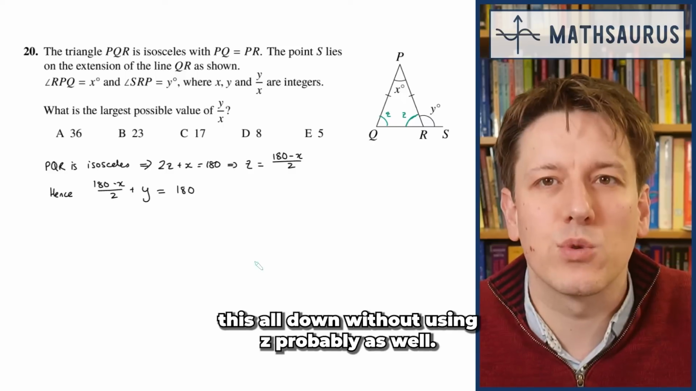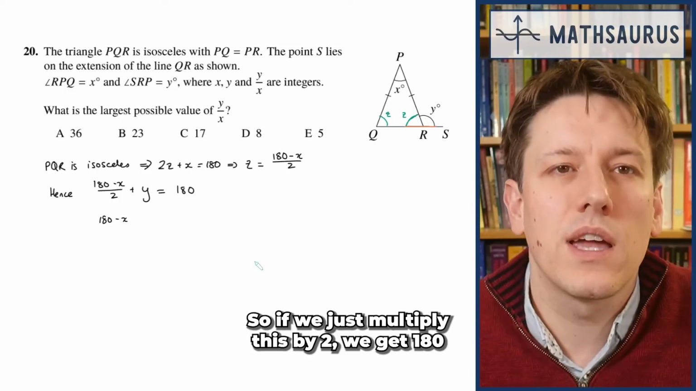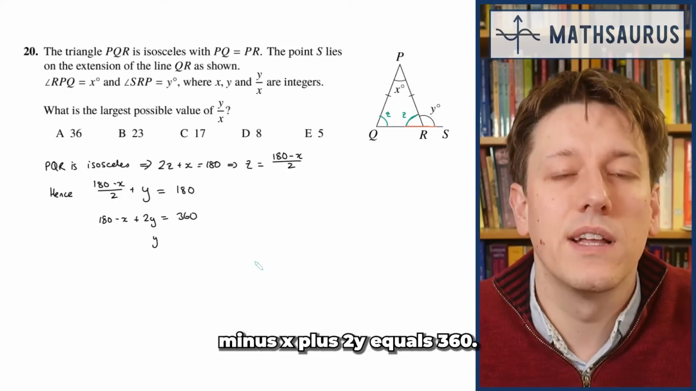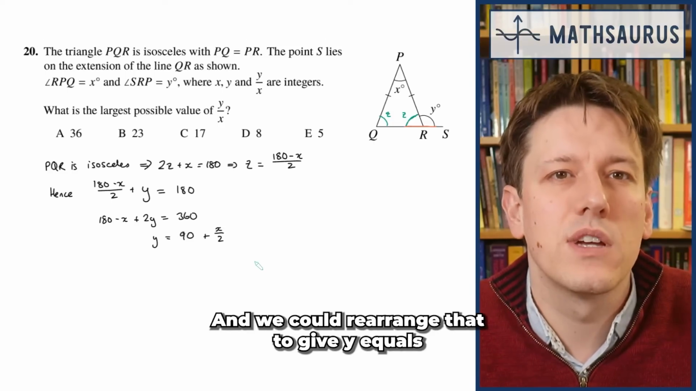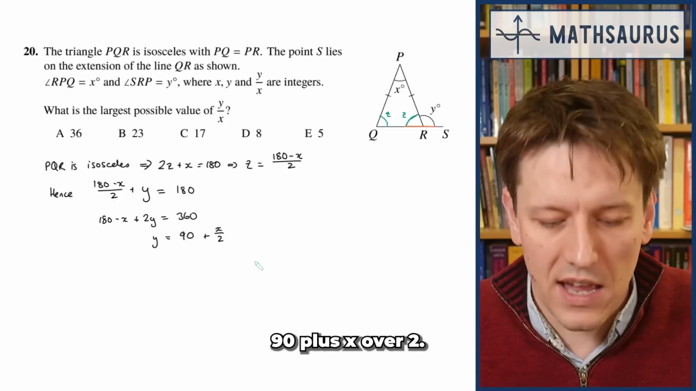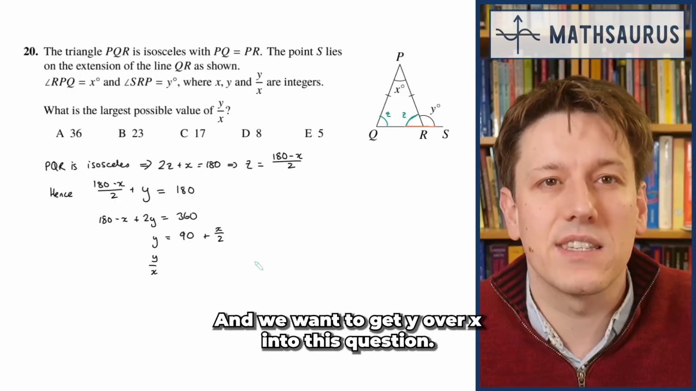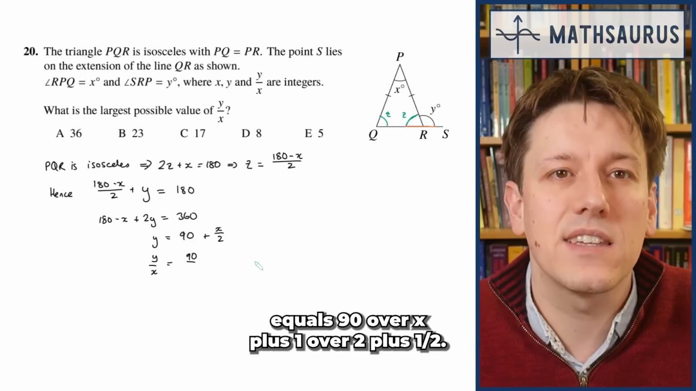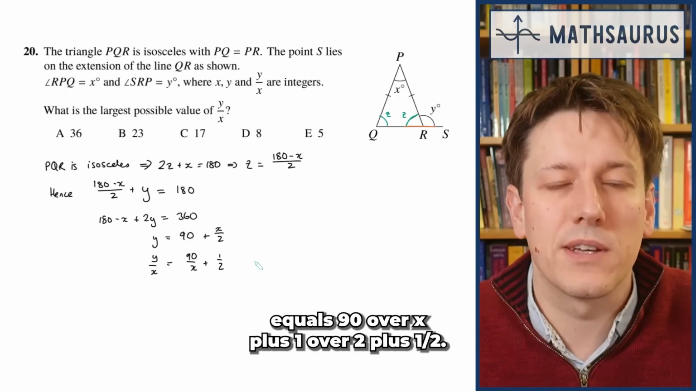We could have written this all down without using Z probably as well. So if we just multiply this by 2, we get 180 minus x plus 2y equals 360, and we could rearrange that to give y equals 90 plus x over 2, and we want to get y over x into this question. So if I divide that all by x, that gives us y over x equals 90 over x plus 1 over 2, plus a half.